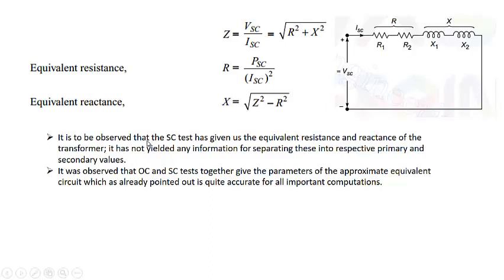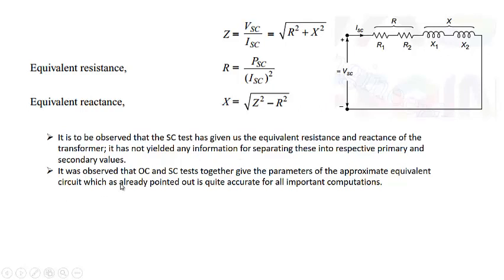So it is observed that the SC test has given us the equivalent resistance and reactance of the transformer. It has not yielded any information for separating these two. That means we know R1 plus R2, but we don't know the exact values of R1 and R2. But for simplicity, we take R1 equal to R2 equal to half, that is R by 2. Similarly, we take X1 equal to X2 equal to X divided by 2.